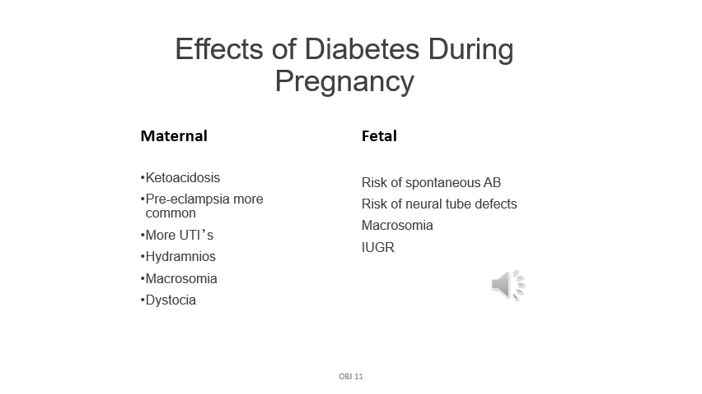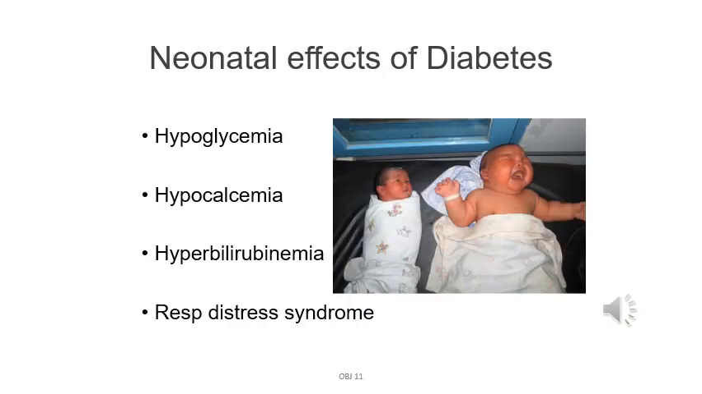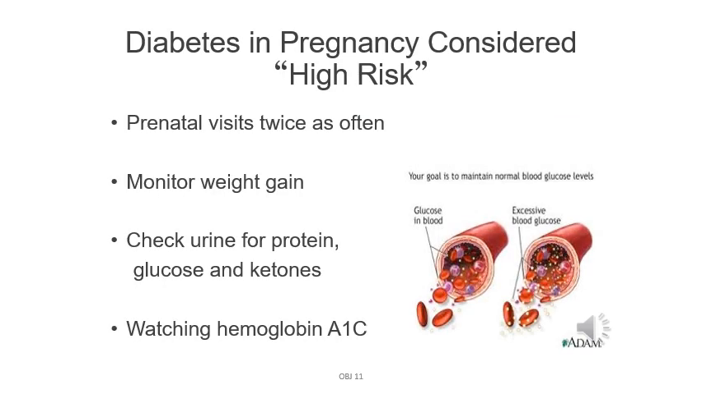With the fetus, you have a risk of spontaneous abortion, risk of neural tube defects, macrosomia, which we talked about, and IUGR. So if you have both diabetes and preeclampsia, there may be decreased placental perfusion, so the supply of oxygen and glucose is decreased, resulting in IUGR. Neonatal effects of diabetes can be hypoglycemia, hypocalcemia, hyperbilirubinemia, respiratory distress syndrome. So diabetes in pregnancy is considered high risk.